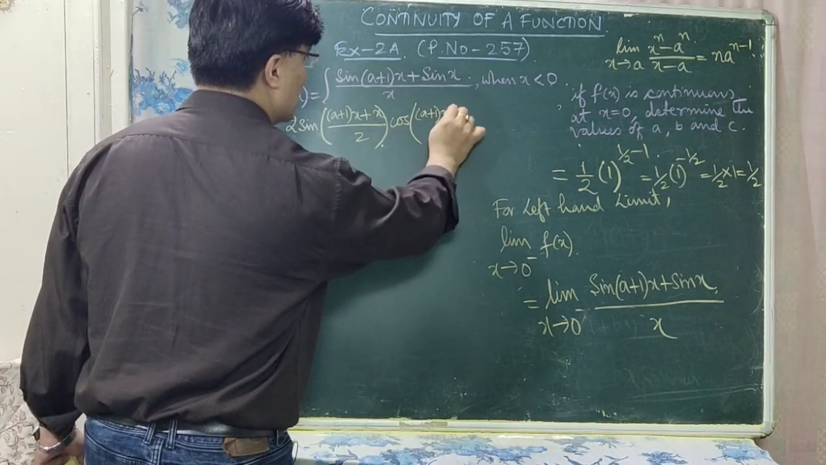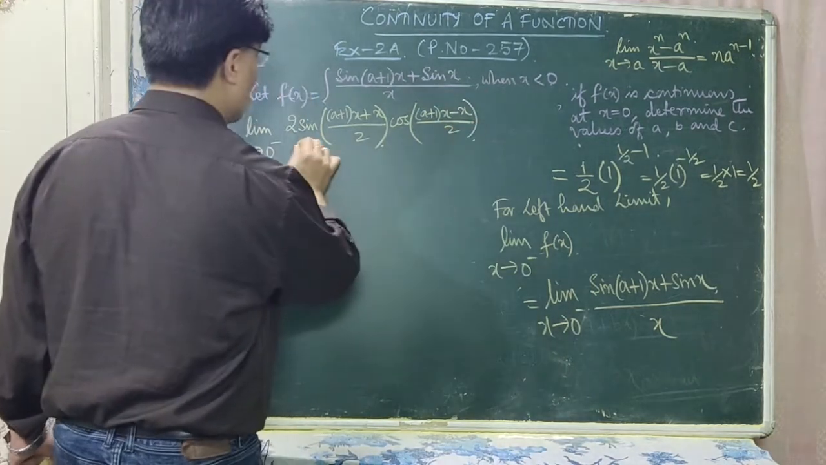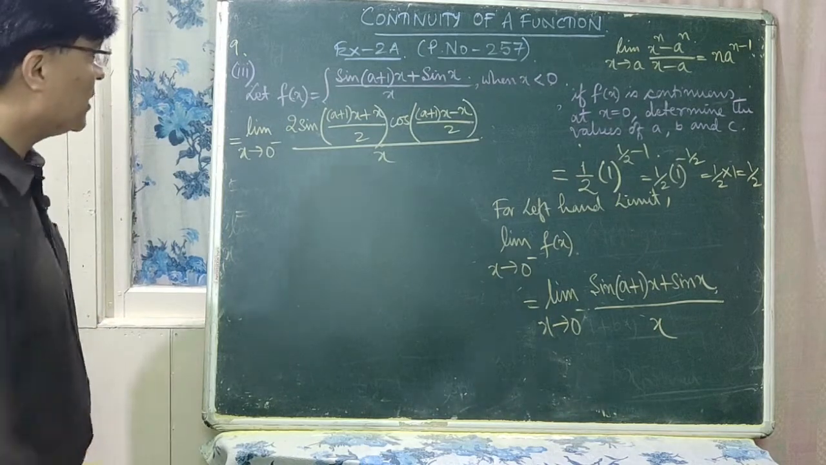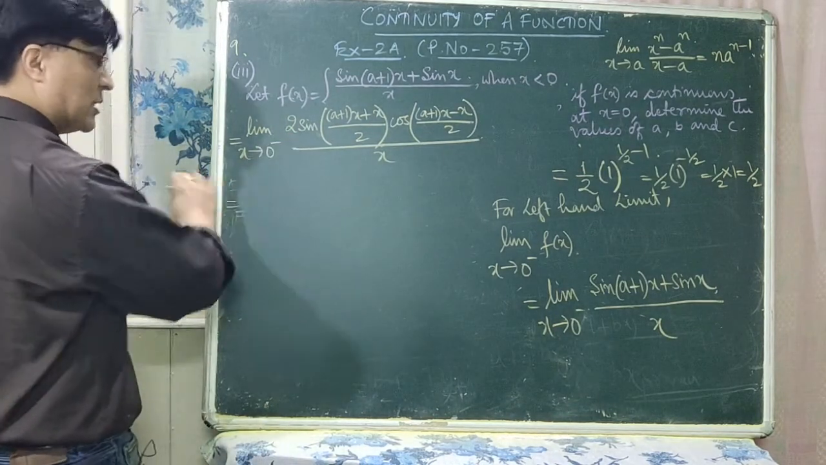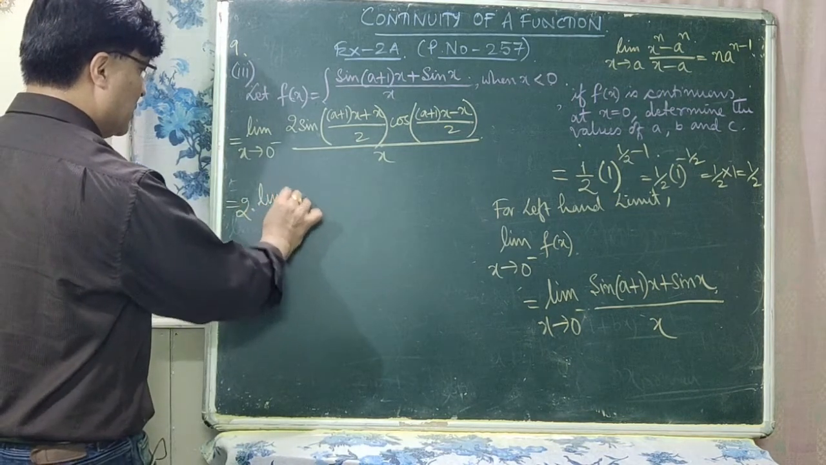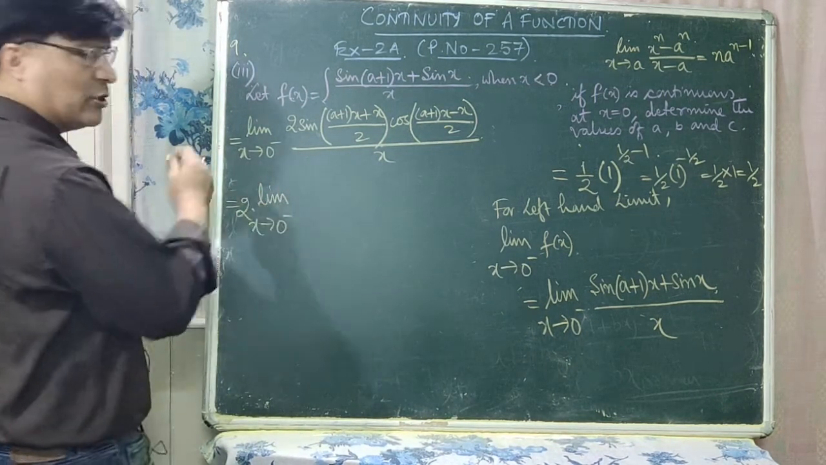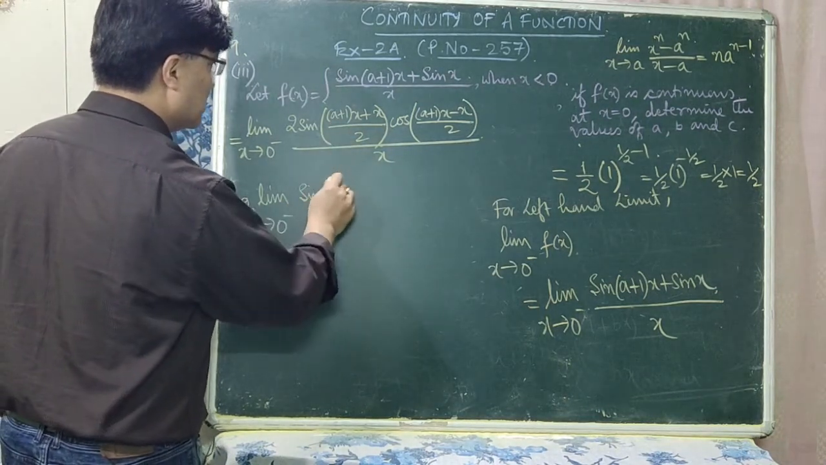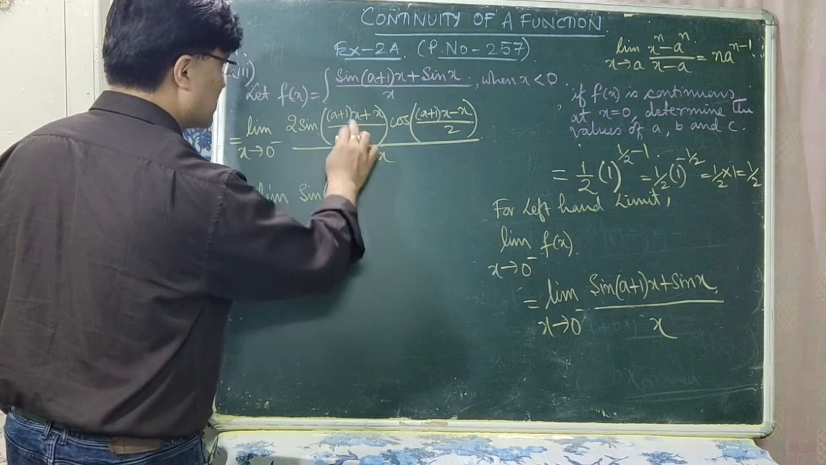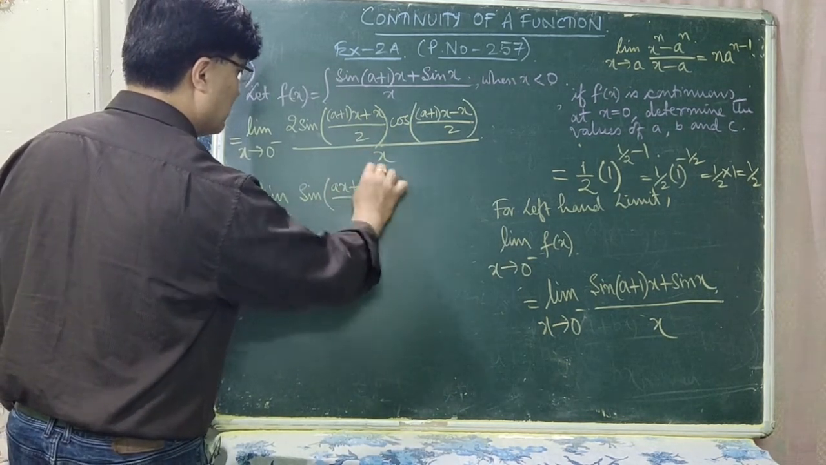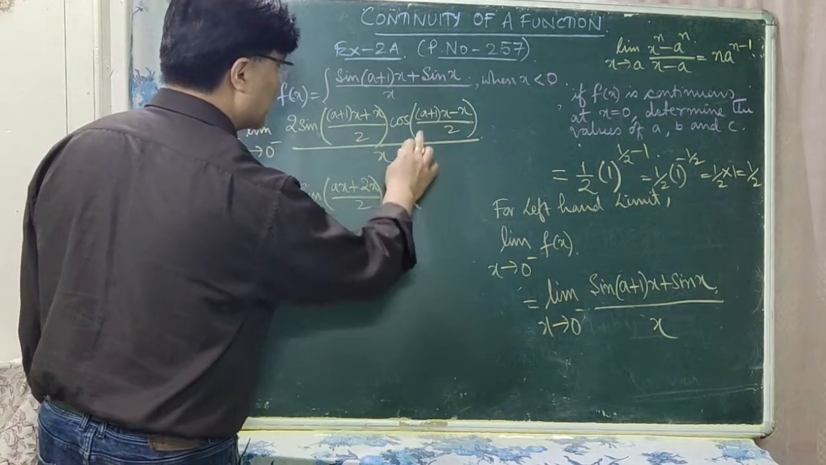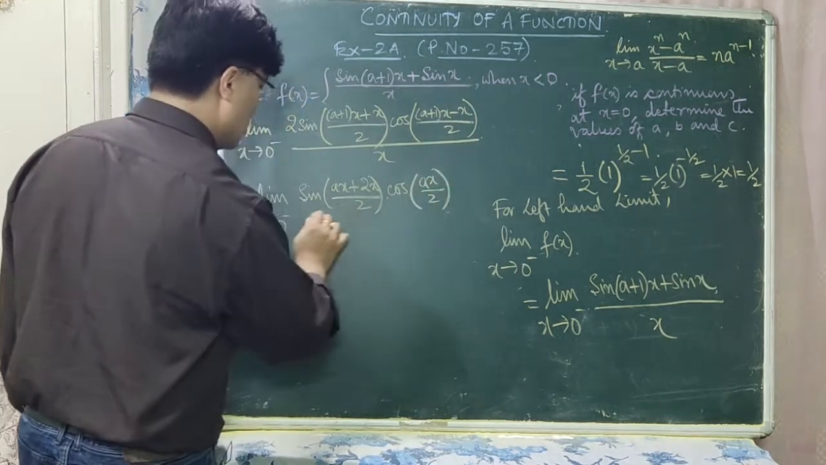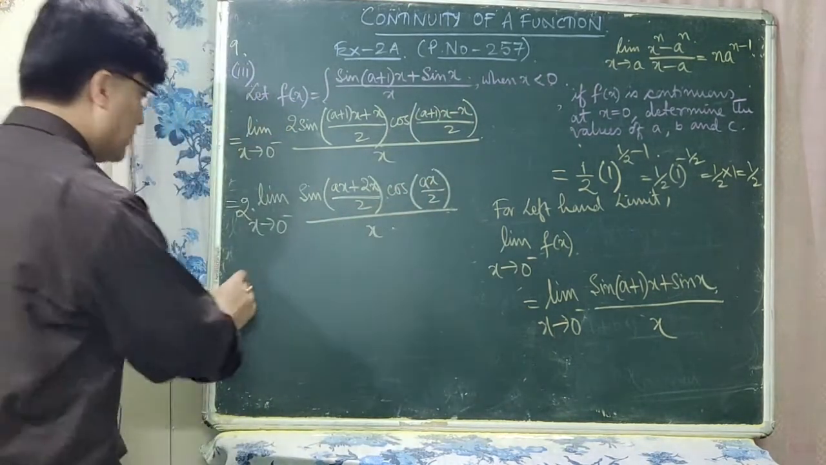C is a plus 1 into x minus x divided by 2, this whole divided by x. So I think you have understood it. So which is equal to 2, a constant, take it outside the limit. 2 into limit x tends to 0 minus, you may write 0 only. Okay, so this is sine of within bracket, this is your ax plus x is 2x, divided by 2, into cos of within bracket, this will be a into x is ax and x minus x gets cancelled, divided by 2. So whole divided by x, right?